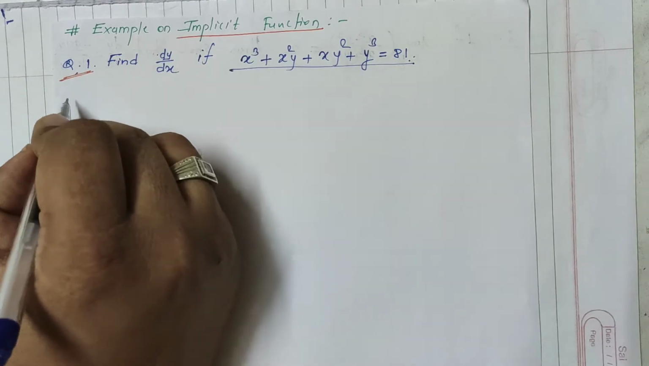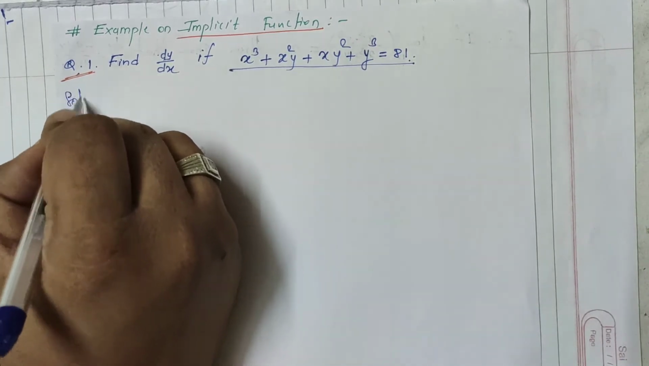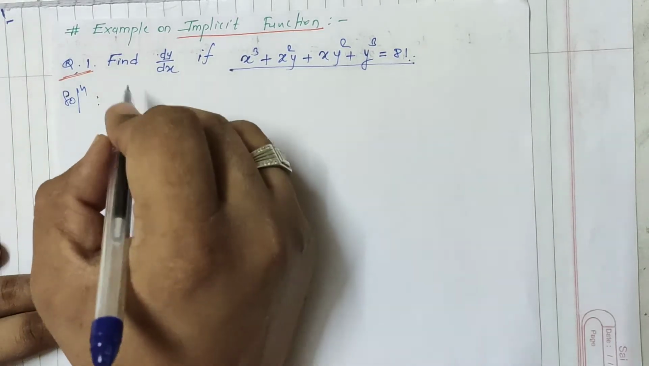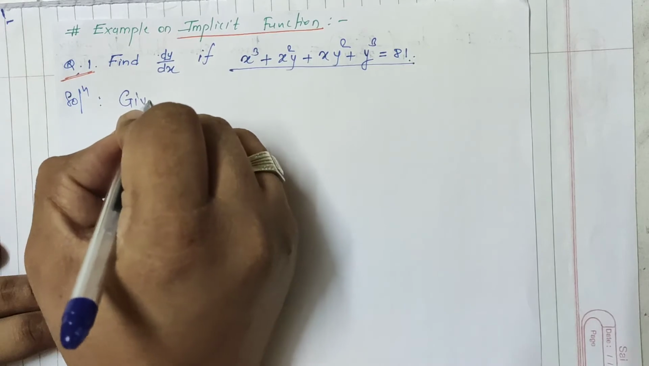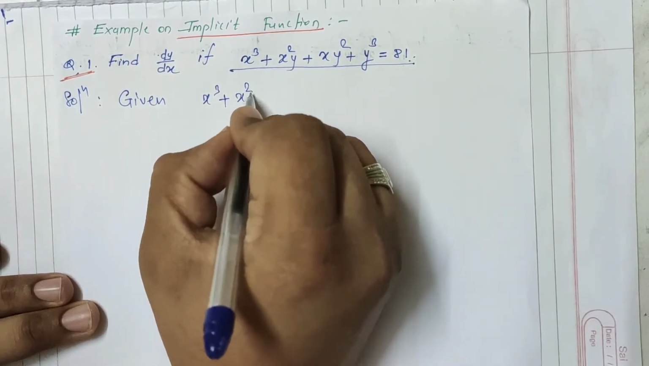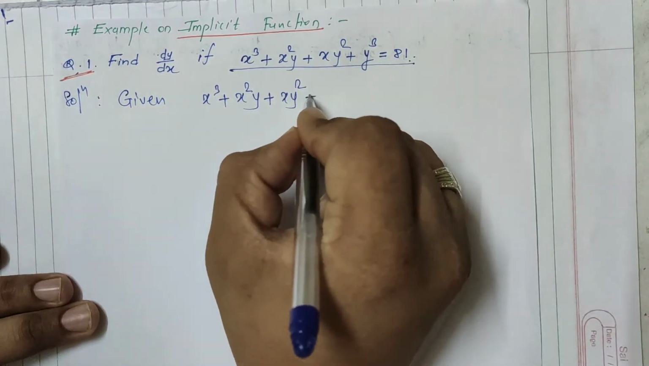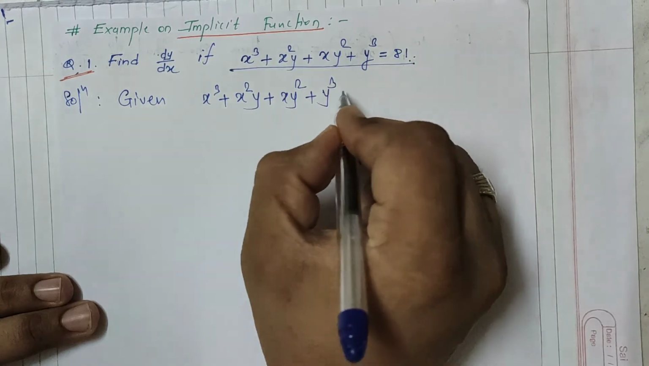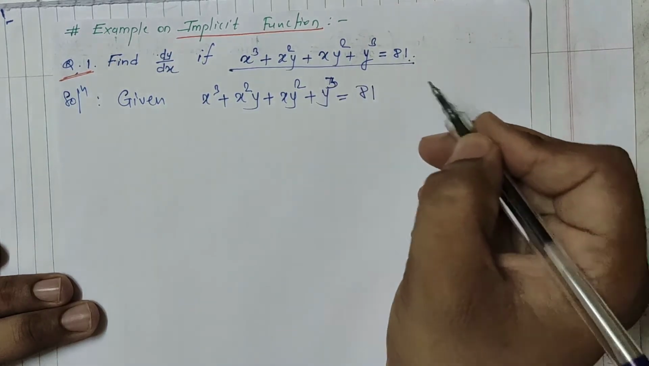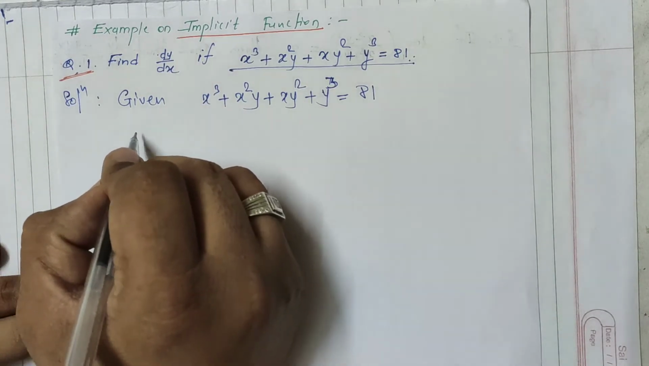Then we use the derivatives of implicit function procedure. Its solution. What is the first step? First of all, given x cube plus x square y plus xy square plus y cube is equal to 81. First step, differentiate both sides with respect to x.